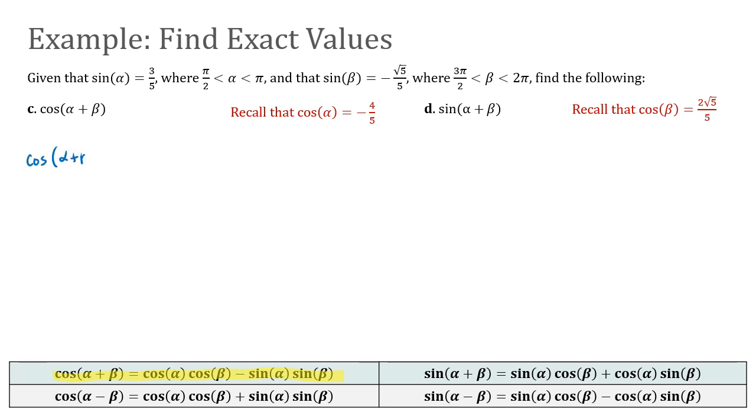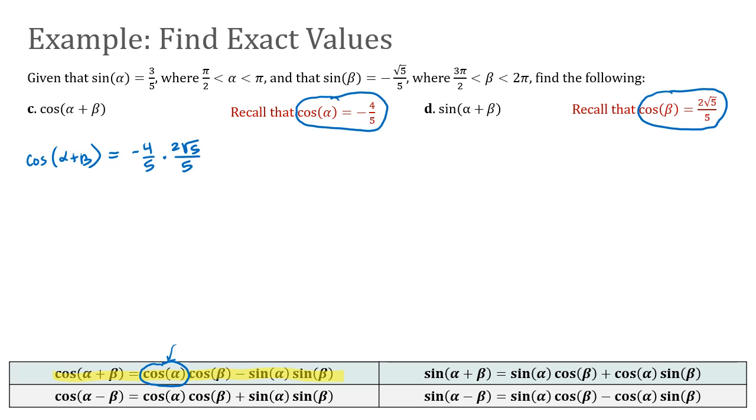Cosine of alpha plus beta then is going to equal the cosine of alpha, and the cosine of alpha we found on part A was equal to negative 4/5. Again, that's not what alpha equals, that's what the cosine of alpha equals. So that goes into this position. We're going to multiply that by the cosine of beta. The cosine of beta we also found on the last slide, but that was part B. We found that to be 2 times the square root of 5 over 5.